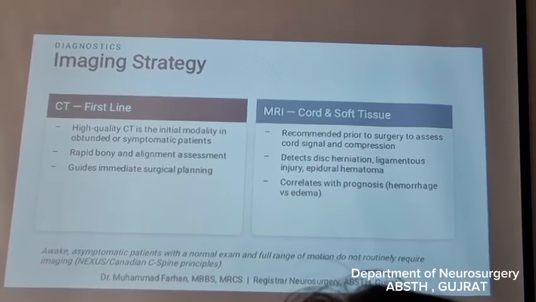Then MRI can also tell us about the spinal cord and different soft tissues, such as disc herniation, ligamentous injury, or any epidural hematoma, and it can be correlated with the prognosis if there is any hemorrhage or edema.